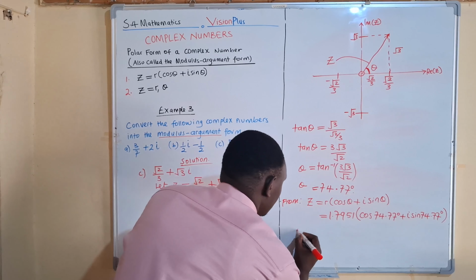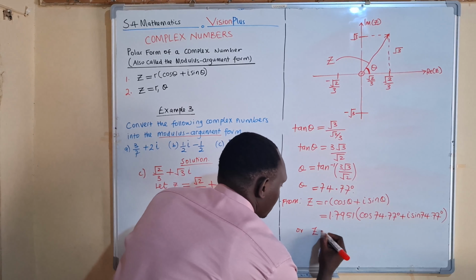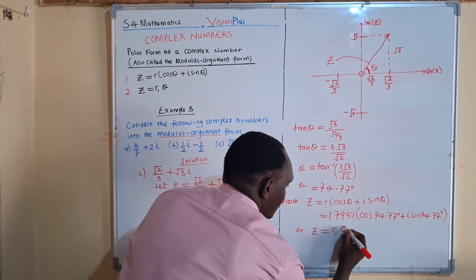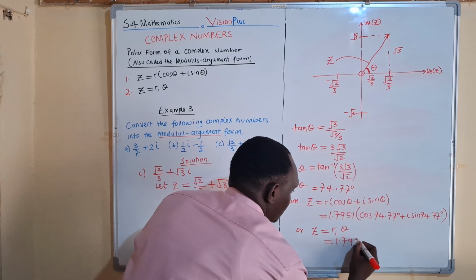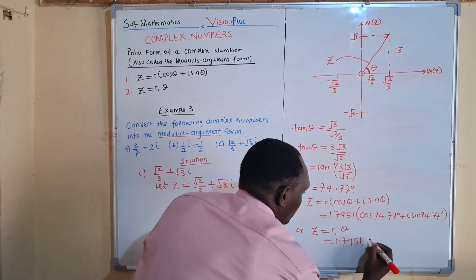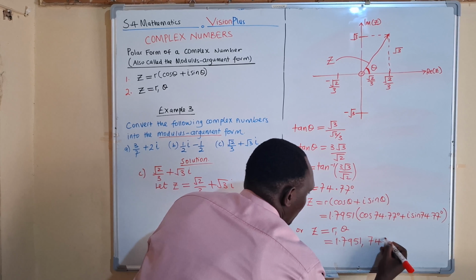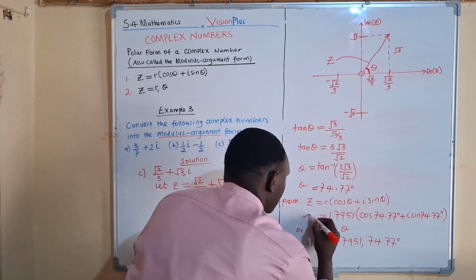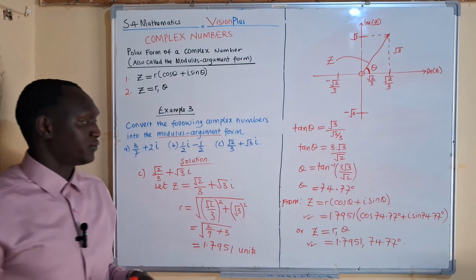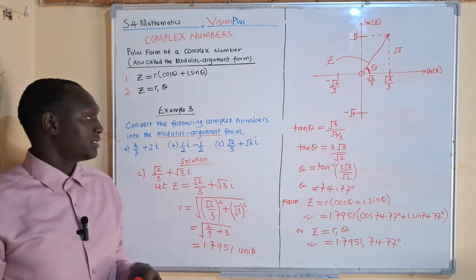Or you can use the other alternative, where the polar form is given by (r, theta), for which r is the same, 1.7951. What is the angle? It is 74.77 degrees. This is also correct. This one is correct. So that is how we solve this example.